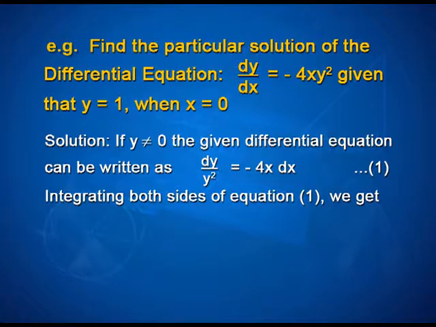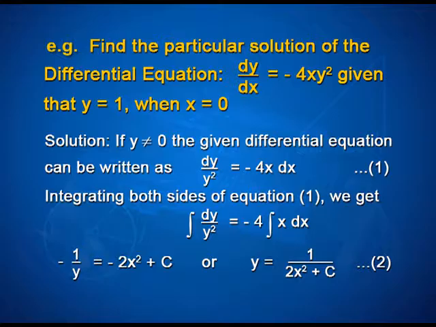Integrating both sides of equation 1, we get integral dy upon y square is equal to minus 4 into integral x dx. This gives minus 1 upon y is equal to minus 2 x square plus c, or y is equal to 1 upon 2 x square plus c. Take this as equation number 2.